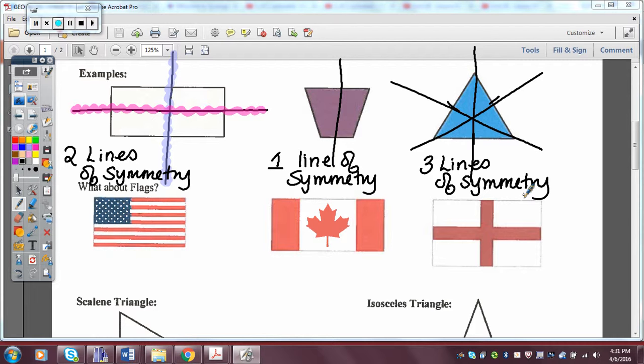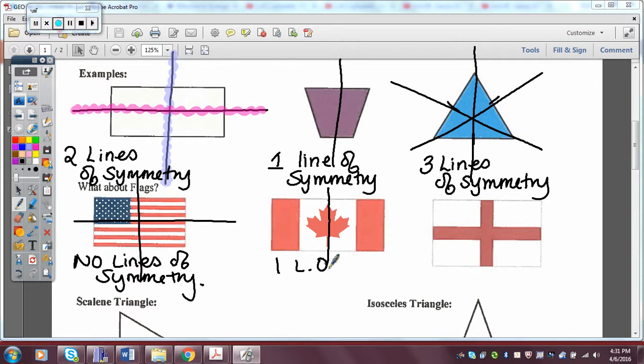Okay? So now let's check out the flags. American flag. Any lines of symmetry? If I cut it like that, nope, that doesn't look the same. Cut it like that, nope, that's not identical. I have no lines of symmetry. So go ahead and pause this video and let's see if you can figure out the other two flags on the screen. Okay? This flag right here has one line of symmetry. How about this flag over here? I have two lines of symmetry.